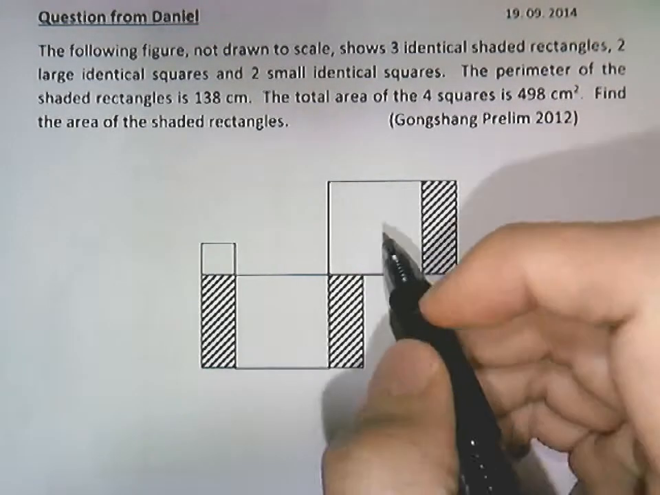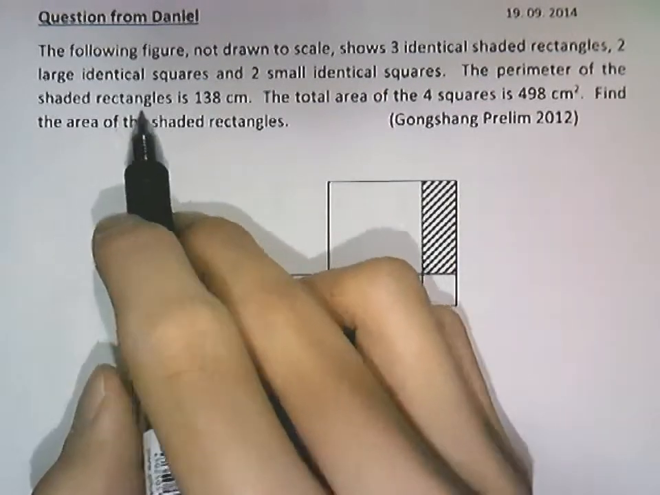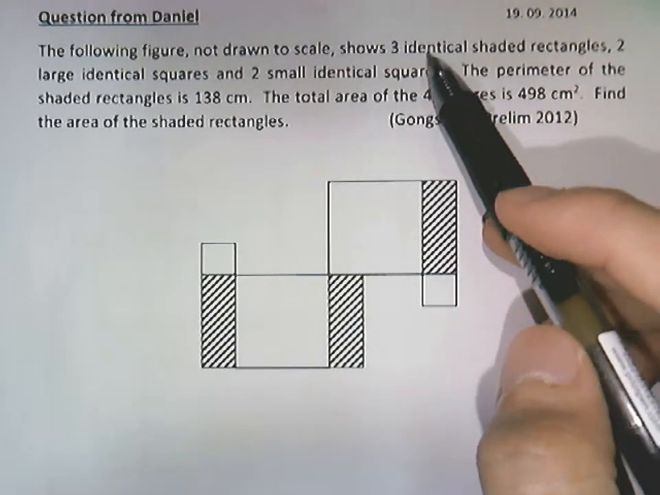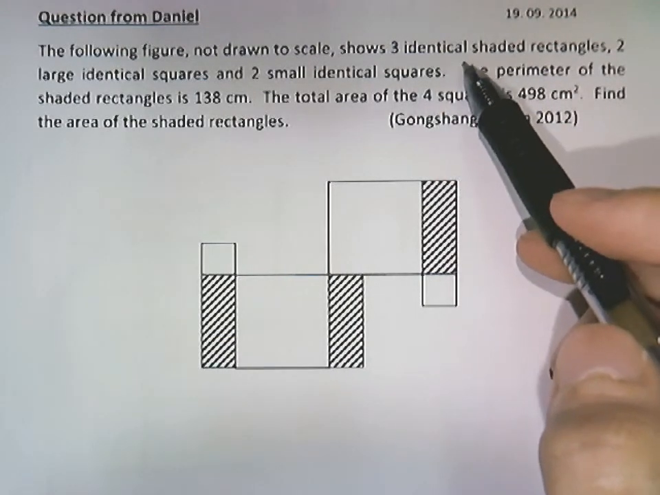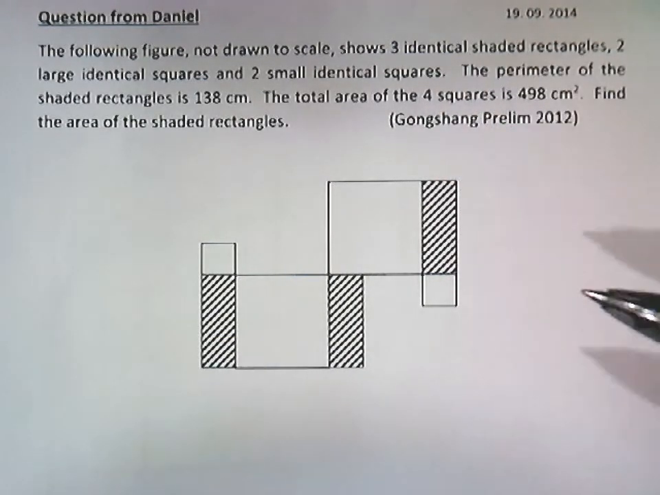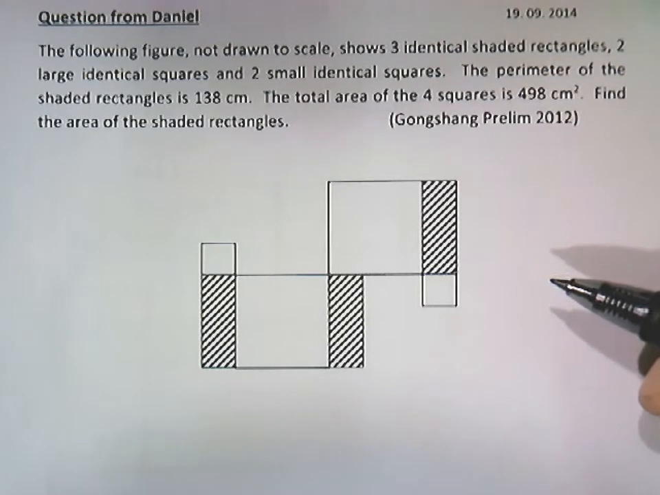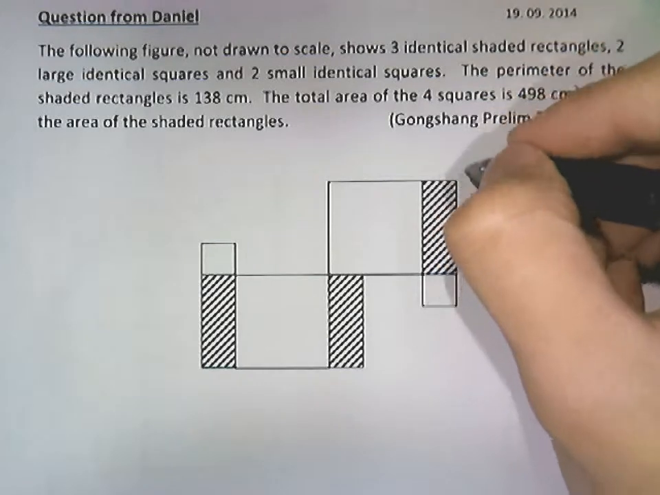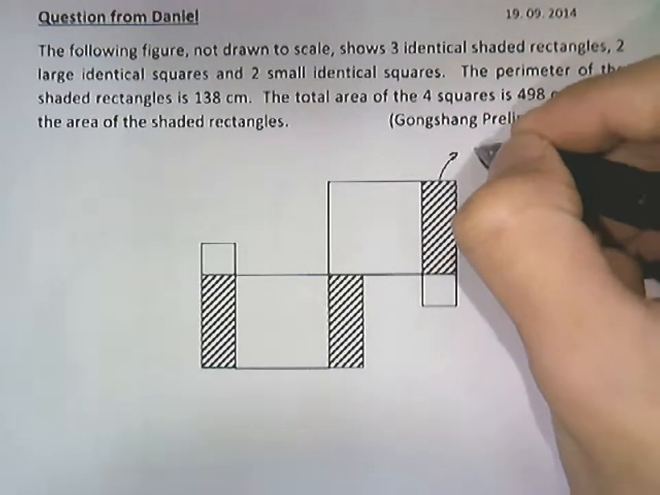We are given that the perimeter of the shaded rectangles is 138. Since the shaded rectangles are all the same, they are identical, so I can just divide by 3 to find the perimeter of one shaded rectangle first.